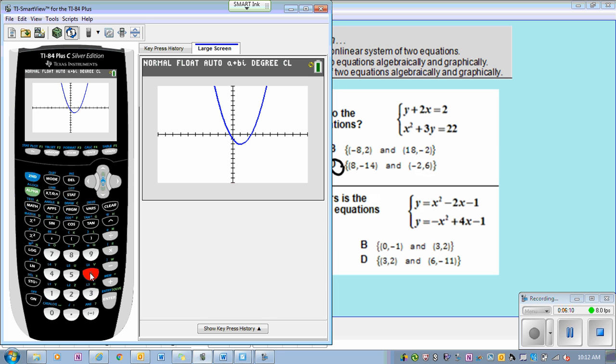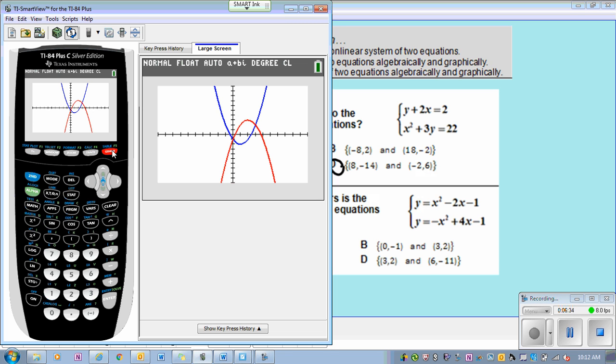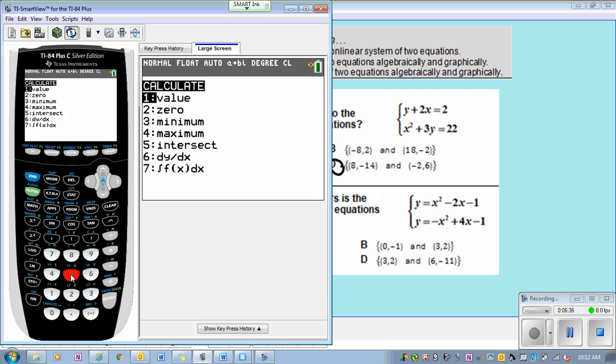All right, then I can see it better here. It's a lot different. Yours looks different? Uh-oh. Go back to your y equals. Make sure it looks like mine. Oh, it's not negative. Mm-hmm. All right. So then, second trace, intersect.